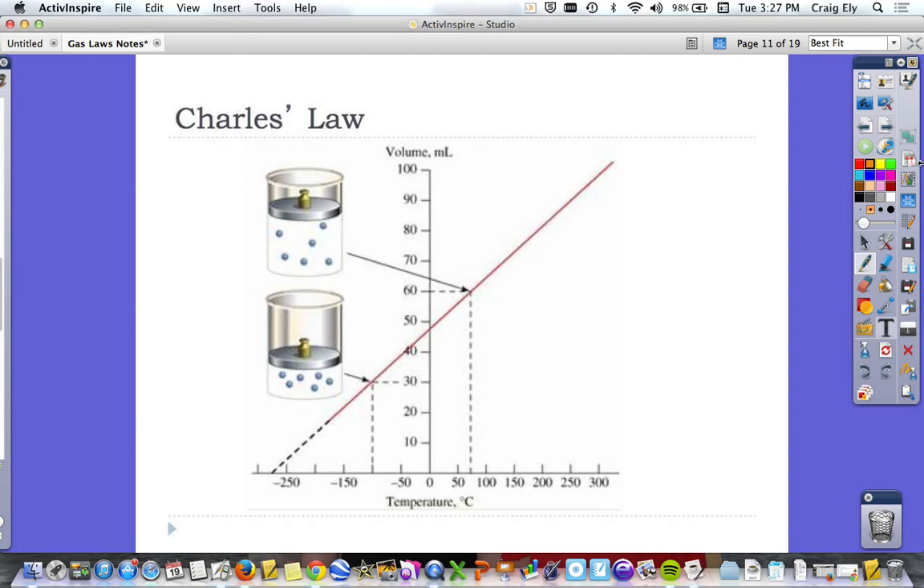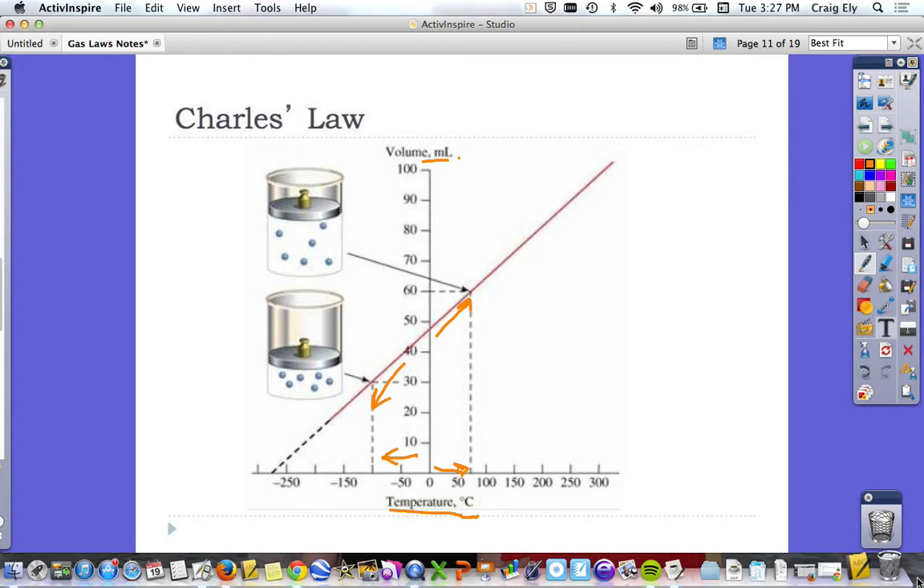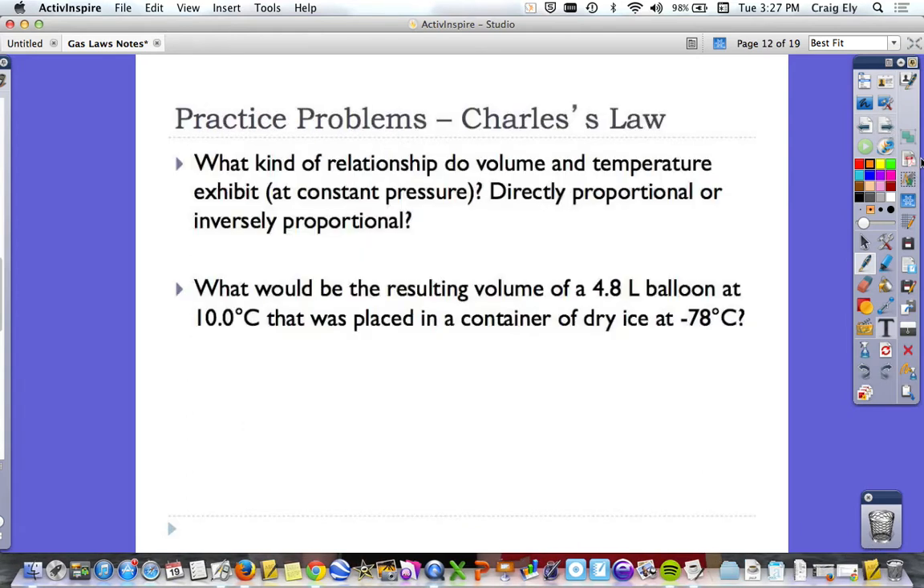So let's look at a graph here. When we look at this graph, we have temperature here in degrees Celsius, and we have volume here in milliliters. As our temperature increases, our volume increases, or if our temperature decreases, our volume decreases. So you can see it's a direct relationship. One goes up, the other goes up. If one goes down, the other goes down. All right, so let's look at this. What kind of relationship do volume and temperature have?